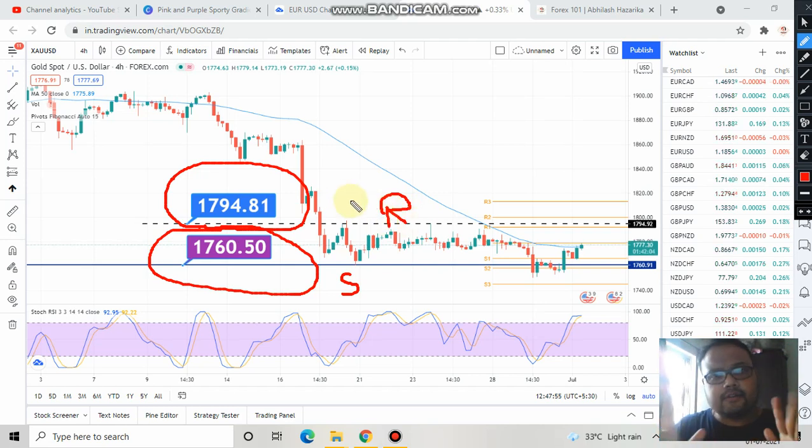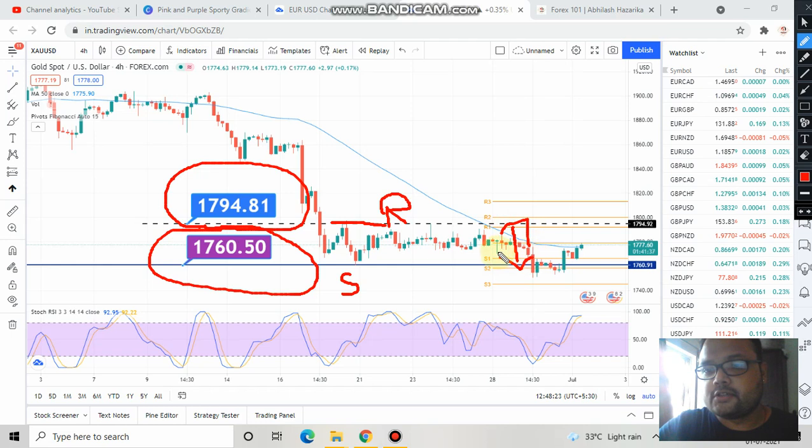So things are very clear. The market fell 2 weeks ago when the dollar became very strong. After that, the market is trading in a range, and right now the market is still trading in a range, and we have resistance at 1794 on the upside and we have 1760 on the downside. So there is a trading opportunity of 30 pips only in this range.